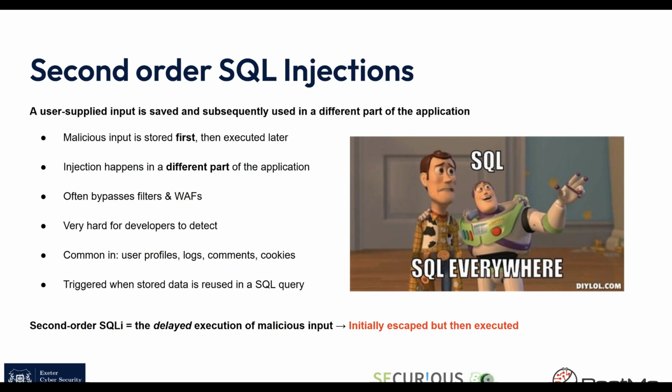It's commonly used in user profiles, where you set custom things. They're not executed straight away, but when you use your custom things, that's where it's executed, and that's where second-order SQL injections really come into play. They are stored, but they're reused, and that's what triggers them.